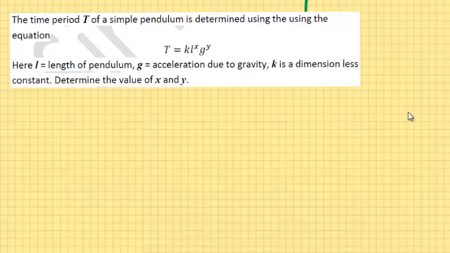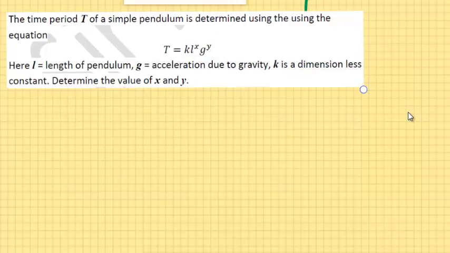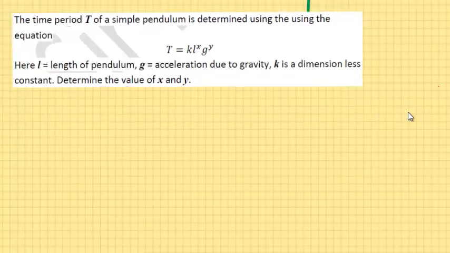It says that the time period t of a simple pendulum is determined by using the equation t equals k l raised to the power x and g raised to the power y, where l is the length of the pendulum, g is acceleration due to gravity, and k is a dimensionless constant. When it says k is a dimensionless constant, it means k has no unit, so you can ignore k as a constant number in the equation. Now determine the values of x and y. So what they want from you is to figure out the values of x and y.